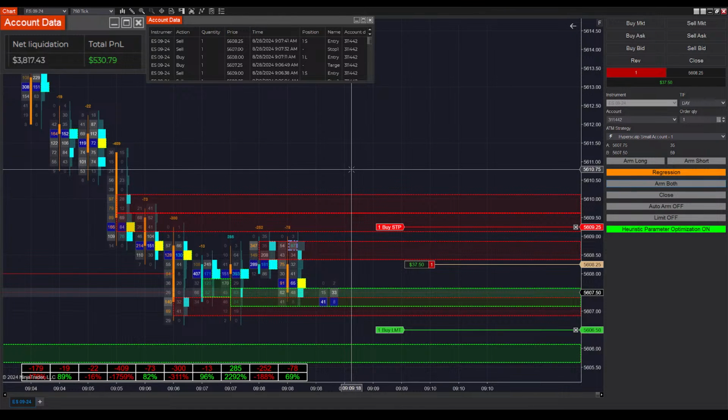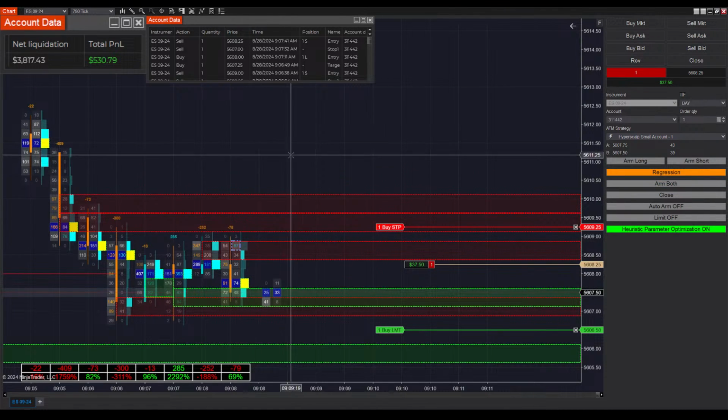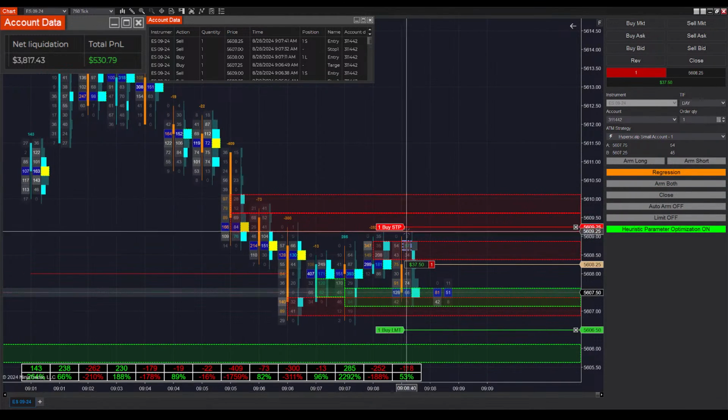We almost ended up losing that trade. I'm glad we didn't, but we're not in the clear yet. Look at how close we were.